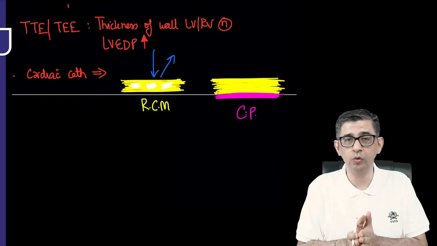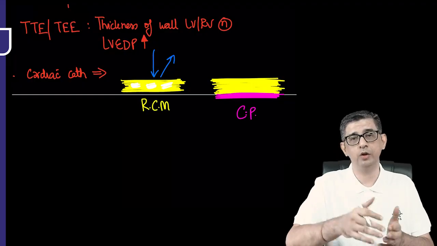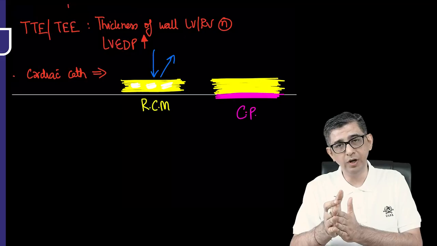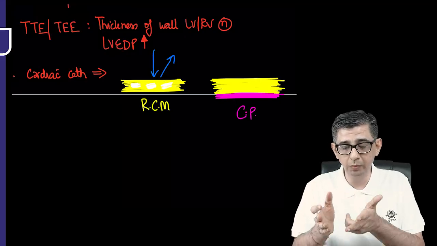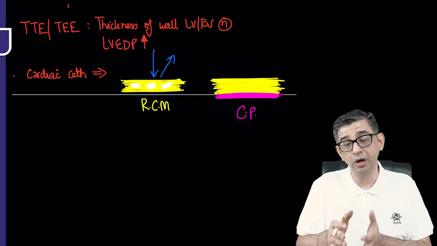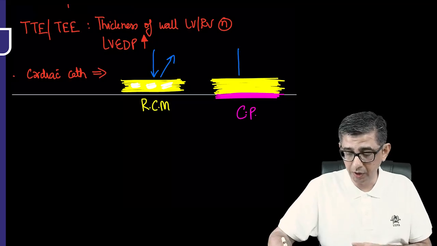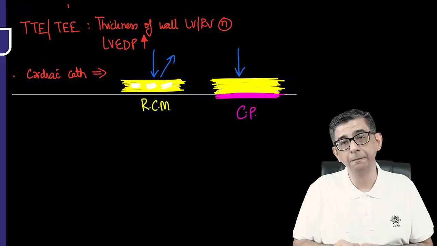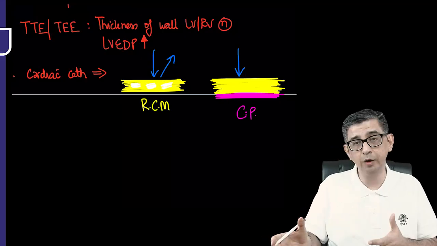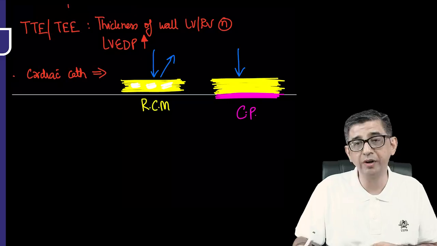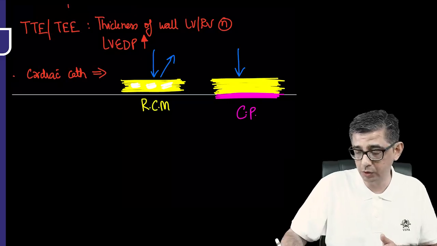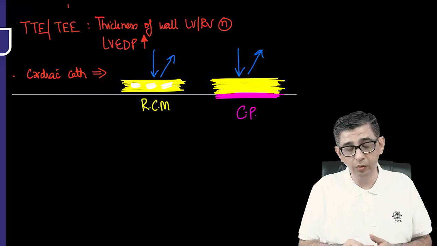I've drawn a vector here only to sensitize you to the fact that the blood will hit the wall, try to dilate the heart, but will fail miserably because there is fibrosis. Contrast this with constrictive pericarditis: the blood will hit the muscle, fail to dilate it properly because there is a thick zone of calcification shown in purple, so the blood will bounce off.